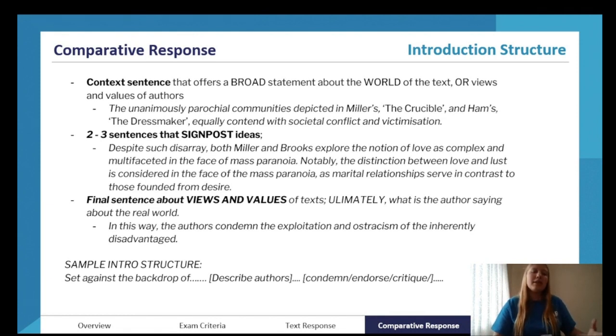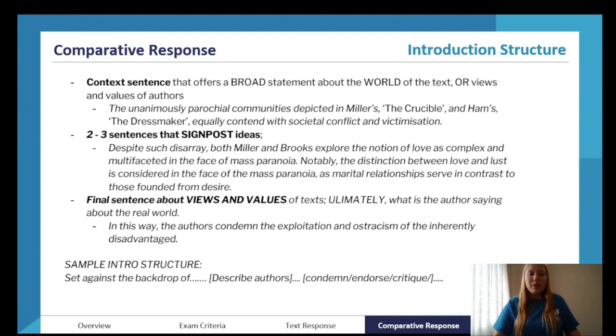Then we have the same thing, signposting ideas. Our contentions, answering the prompt for both our texts, and also with the differences highlighted in their message and how they answer the prompt. For example, despite such disarray, both Miller and Brooks explore the notion of love as complex and multifaceted in the face of mass paranoia.